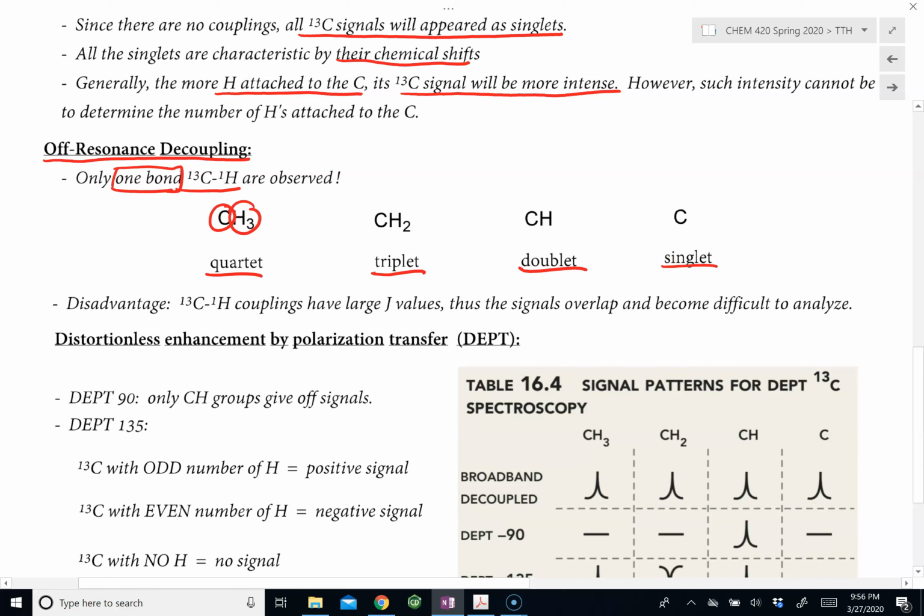However, the J values for the couplings between the carbon and the hydrogen are pretty large. Therefore, the signals overlap with each other, making them very difficult to analyze. When we see a signal, it is very difficult to know whether two signals are part of the same multiplet or separate signals, because the distances are too far apart. So again, this method is used, but not that often because of this disadvantage.